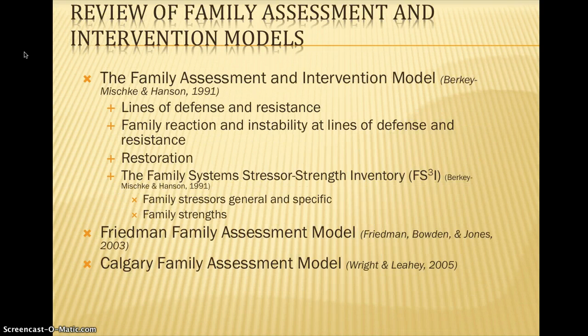There are in your textbook several family assessment and intervention models, knowing that no single theory or model fits all the time. It may be a combination that you're using. However, your family theory paper will ask you to choose one of them, and it's really just the family assessment and intervention model or the Friedman model. Both are described well in your textbook, with samples given at the end of the textbook.